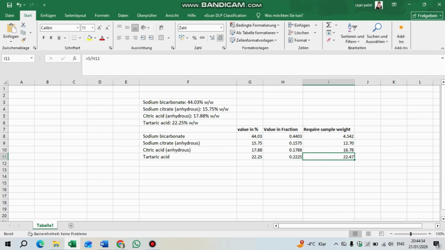So now you can understand how to calculate sample weight from the label claim. And that's it. Now you know how to calculate sample weight based on the label claim.